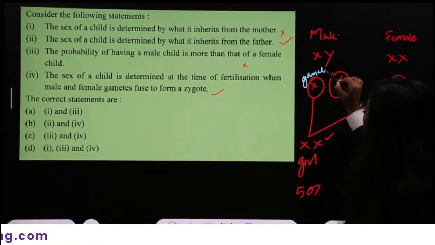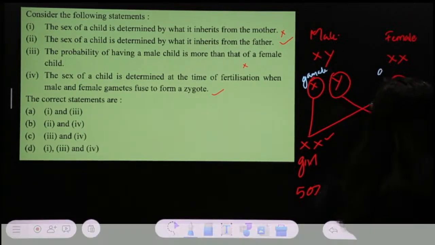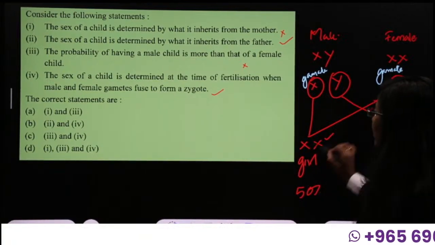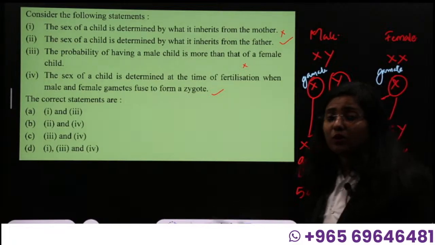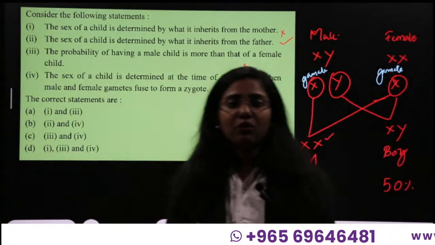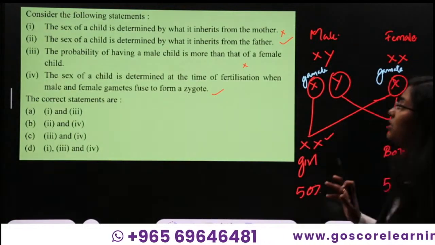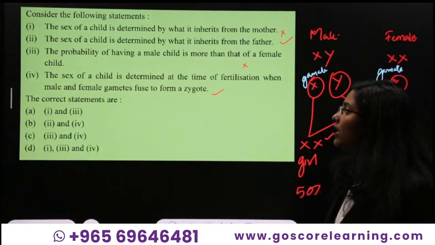So when the gametes fuse together, this is the male gamete and this is the female gamete. When the male and female gametes are fused together, fertilization occurs, and that leads to the determination of the sex, and of course a zygote is formed.